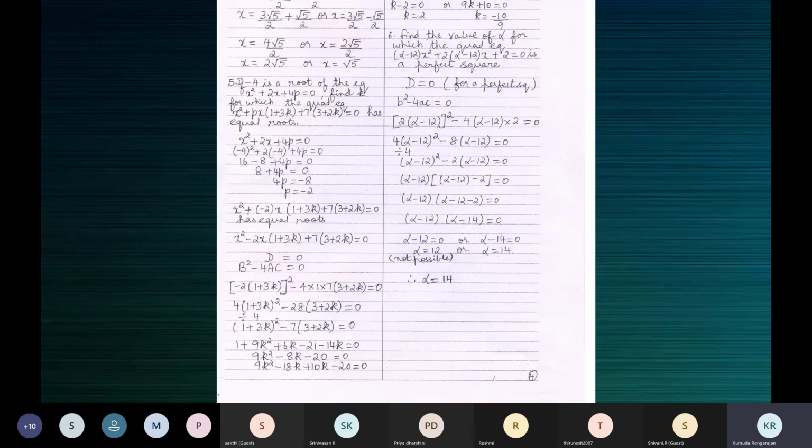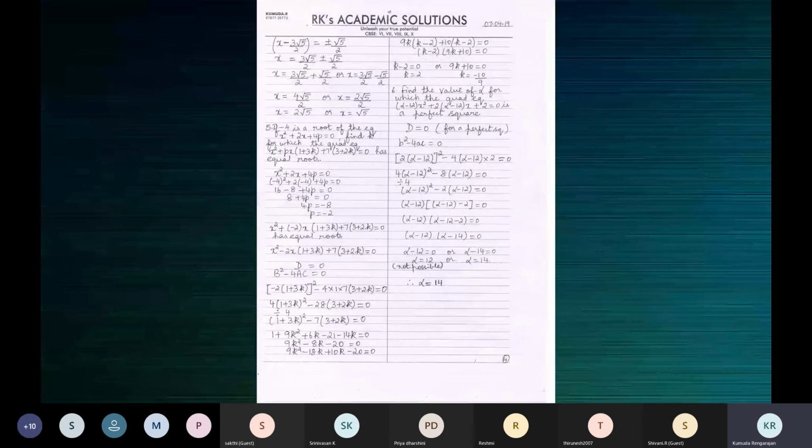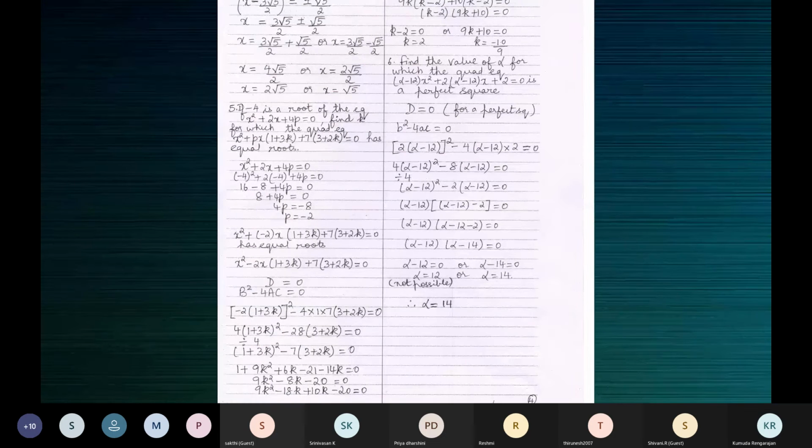These are two very important questions. Very simple. When it is a perfect square, you should just identify the condition that d is 0. That's all. When it's a perfect square, d is 0. If d is 0, b square minus 4ac is 0. Now get the values of a, b, c. Substitute. That's it. These two are very important questions.